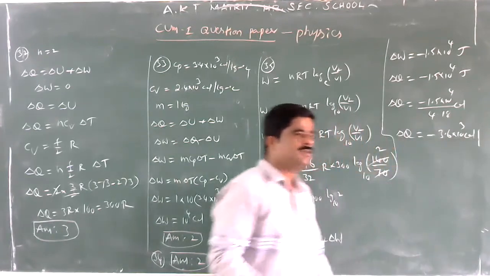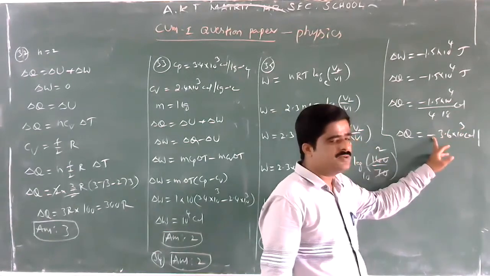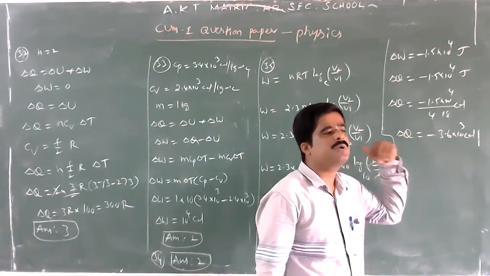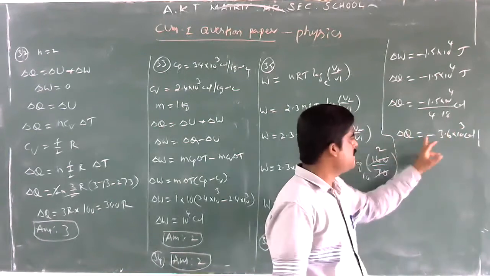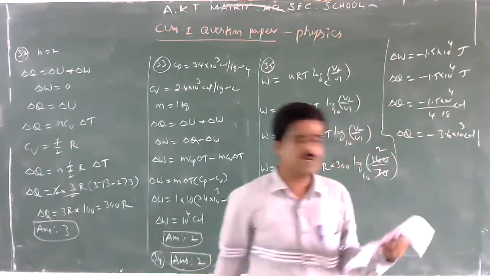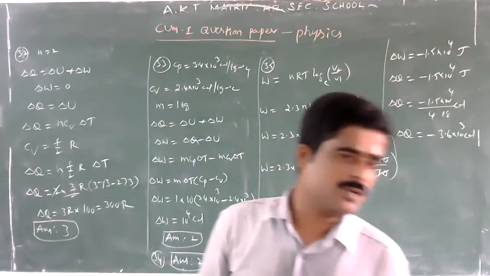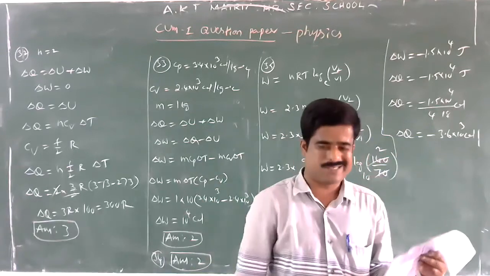Delta Q equal to minus 3.6 into 10 to the power of 3 calories means the negative sign indicates a certain amount of heat is rejected by the system. That is, a certain amount of heat is withdrawn from the system. So out of 4 options, which option is correct? The first option says 3.6 into 10 to the power of 3 calories of heat flowed out from the gas.